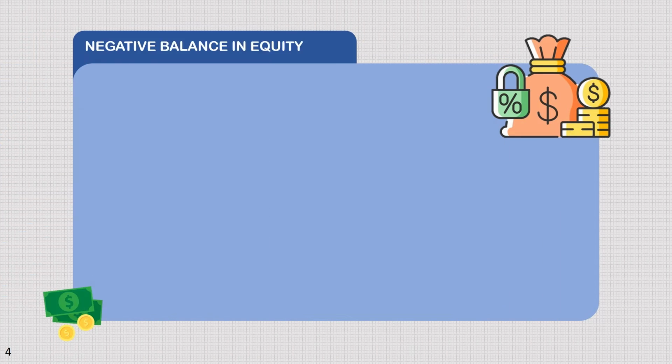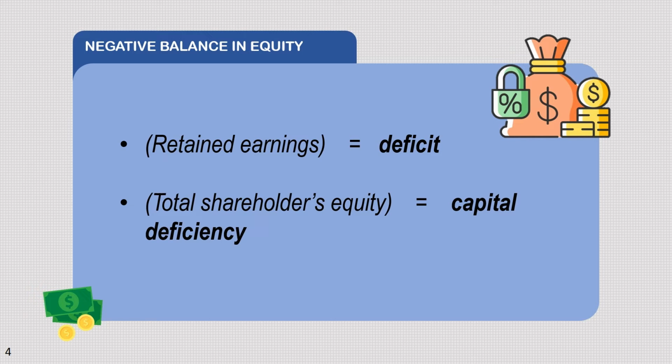Negative balance in equity. Yung parenthesis dito, nire-represent niya yung negative balance. So, sa retained earnings, again, it has a normal credit balance. So, if it has negative balance, it is debited. Hence, there is a deficit. And for the negative balance of total shareholders' equity, it is called capital deficiency.